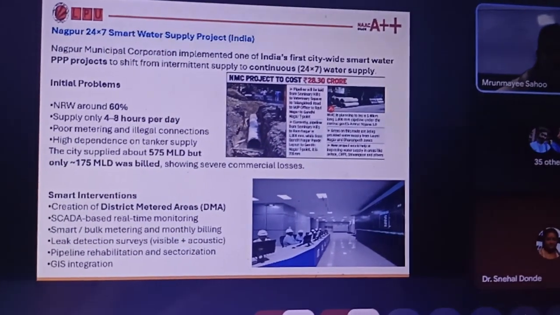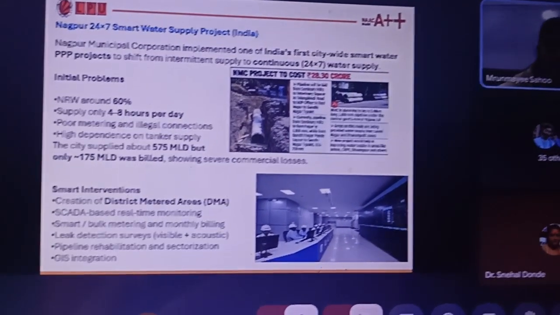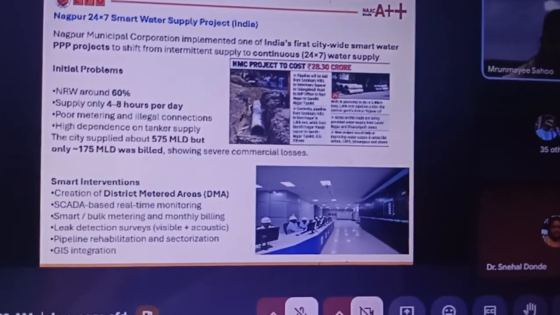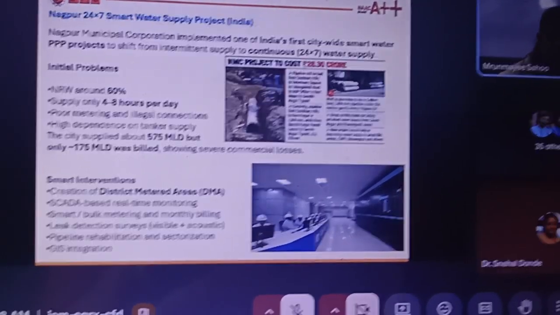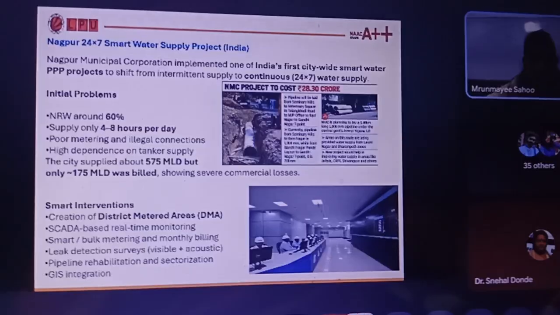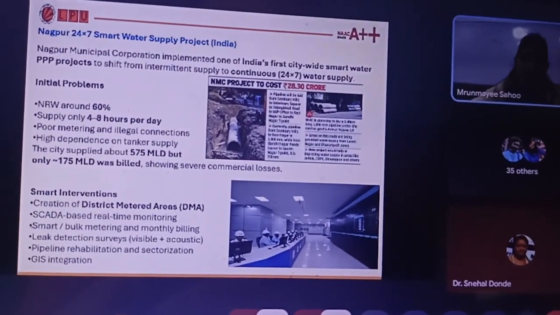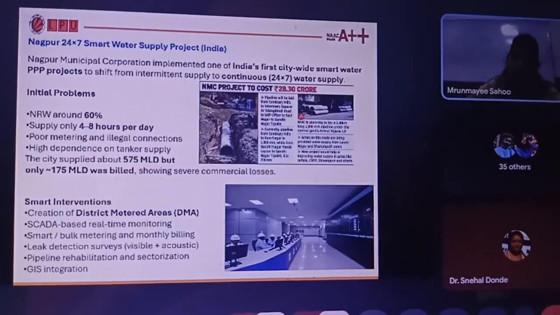Okay, so right now I'll focus on the city which is in your state only, because I have taken Nagpur only. However, I have a few data of Dharwad also. In a few IITs also they have implemented the water distribution network inside the campus.